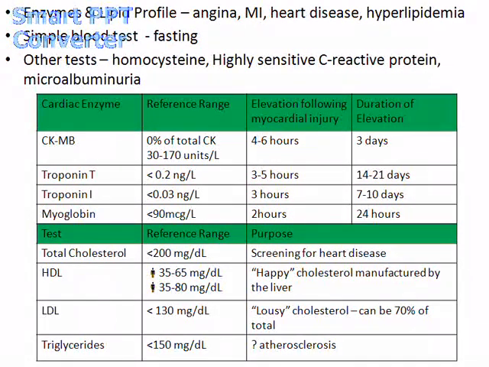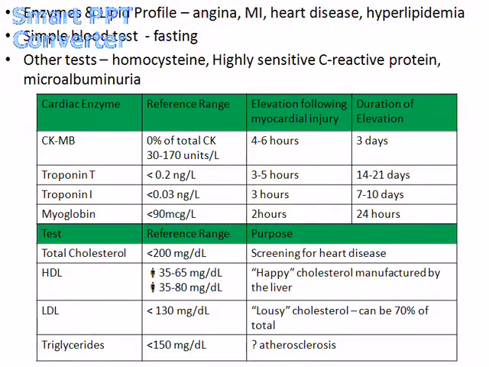Plasma high-density lipoproteins, HDLs, I call them the happy cholesterols. We like them. For men, they should be between 35 and 65, and for women between 35 and 80 milligrams per deciliter. And that's a good thing. The HDL and LDL ratio should be 3 to 1. And those ratios protect against coronary artery disease.